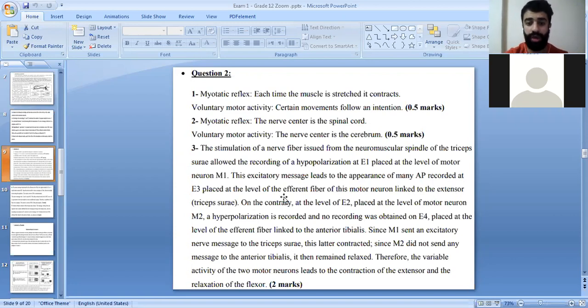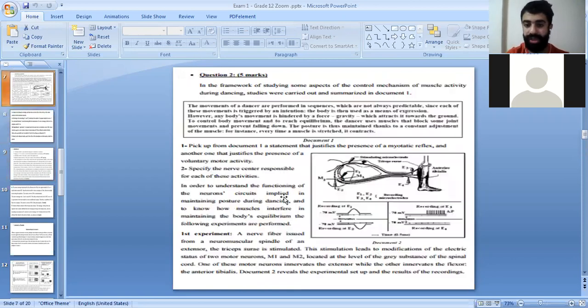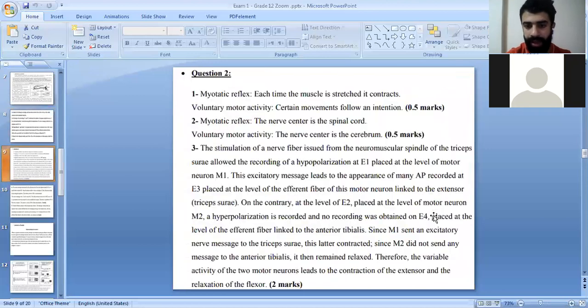So this will lead to the action potential, as we said here. The excitation, the recording at E1, leads to the presence of action potentials at E3, at the level of the triceps surae. So we have an excitation. The message moves, it doesn't stop. If it stops, we say that this message is an inhibitory one, while if it moves and shows action potentials, it means that it's an excitatory message.